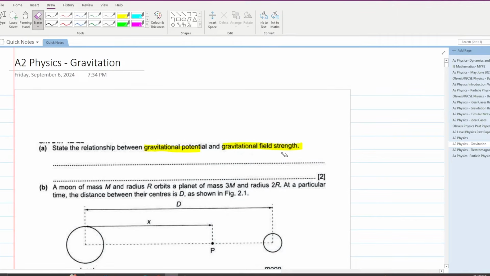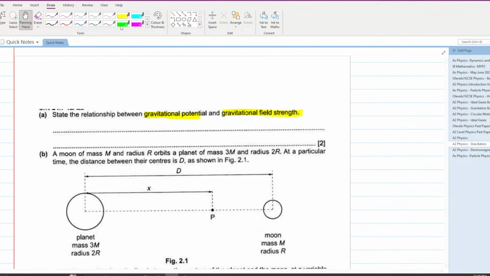Okay, let's move on to A2 physics gravitation past papers. Our first question is: state the relationship between gravitational potential and gravitational field strength. Basically, we have to tell the relationship between phi and gravitational field strength.